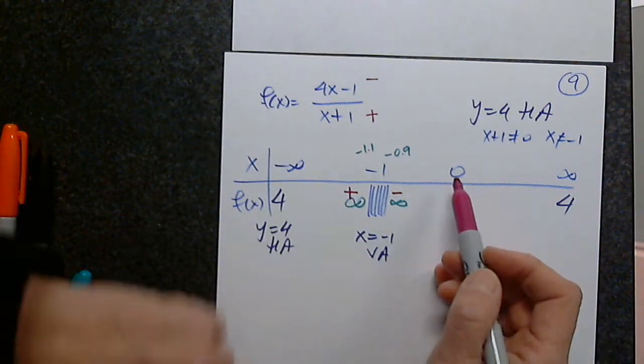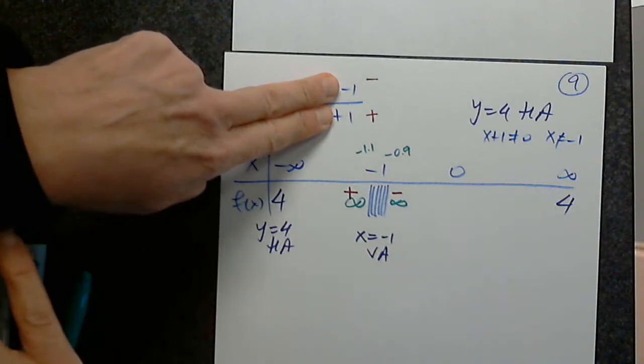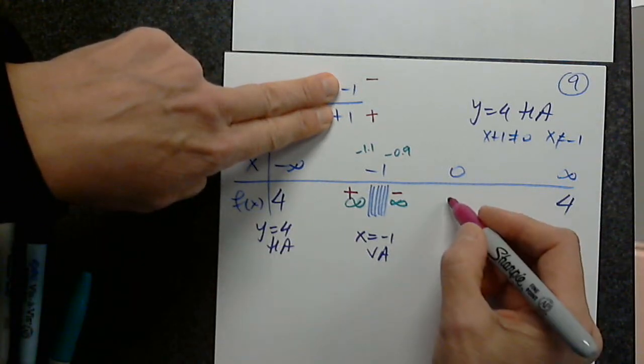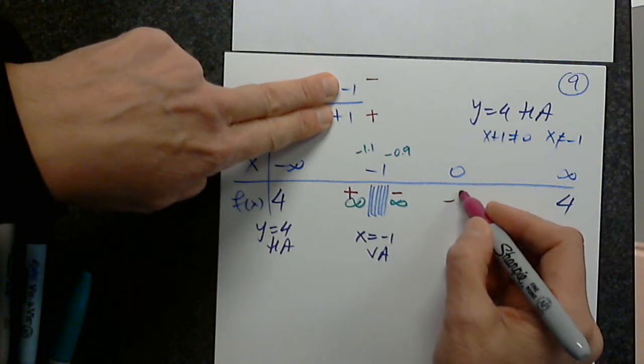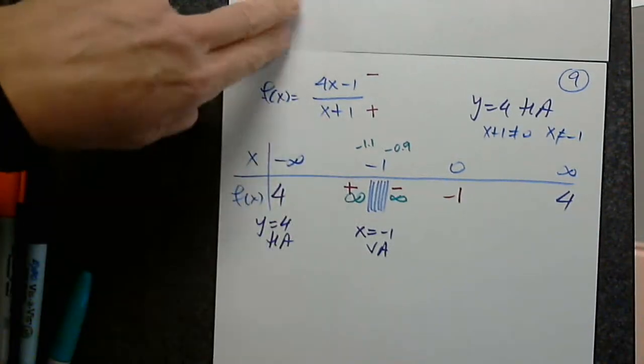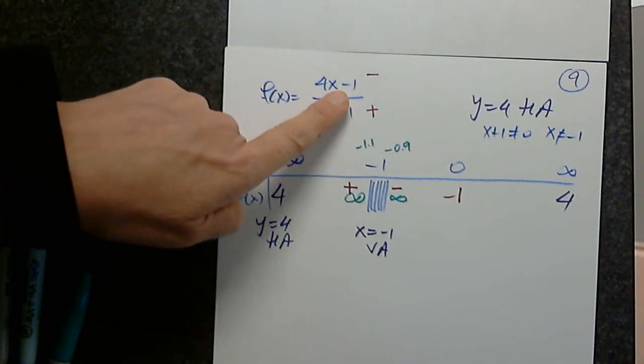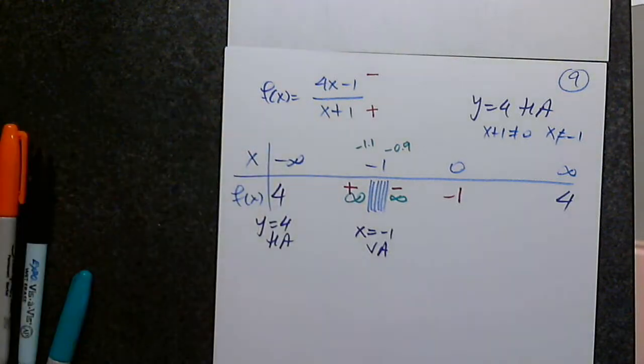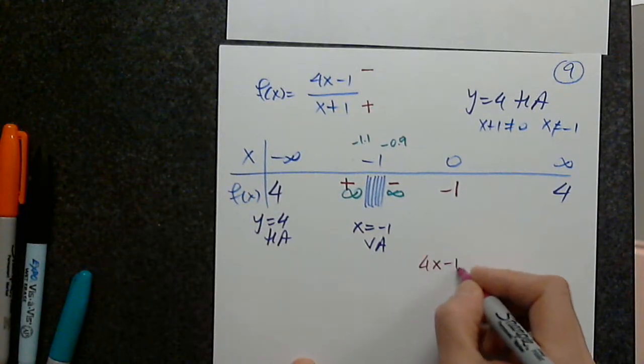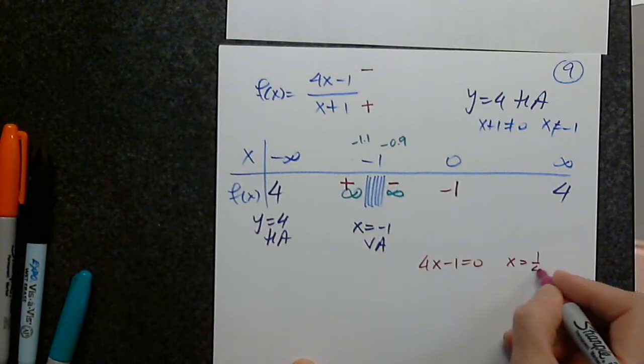Let's plug in 0. Perfect. And let's also find the x-intercepts. When is a fraction 0? Only when the top is 0. It's undefined when the bottom is 0. So 4x minus 1 equals 0, x equals 1/4.